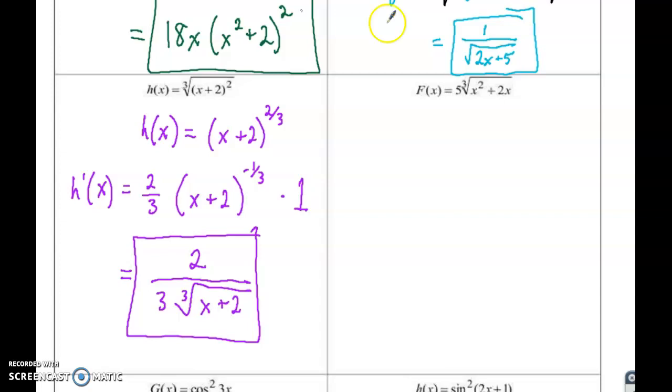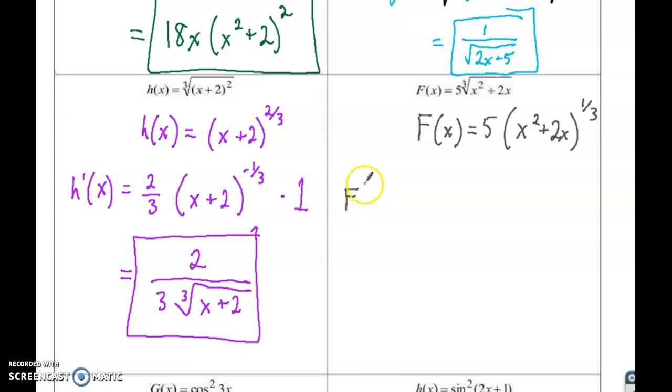Looking at the next one, again, rewriting it is your friend. Don't worry that it's a capital F. Sometimes we do that, not to stump you, but to let you know you can write it however you want, to the 1/3 power. So the outer function is that 5 something to the 1/3 power. So as you bring the 1/3 in front, it becomes 5/3. Now it's to the negative 2/3 power, because you subtract 1 from the exponent.